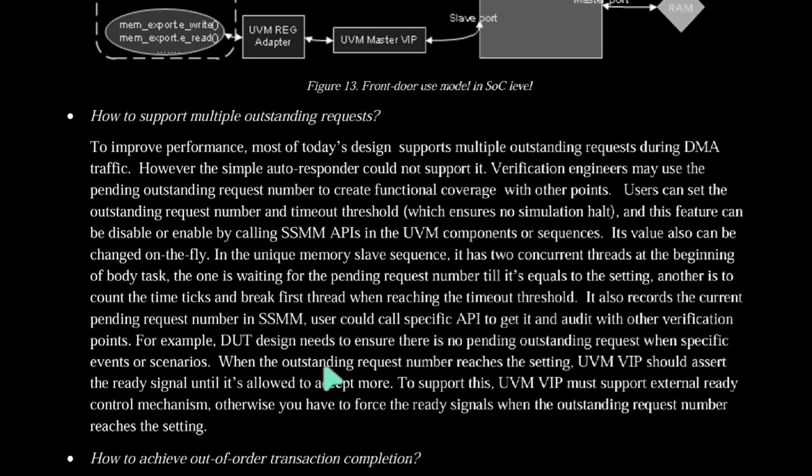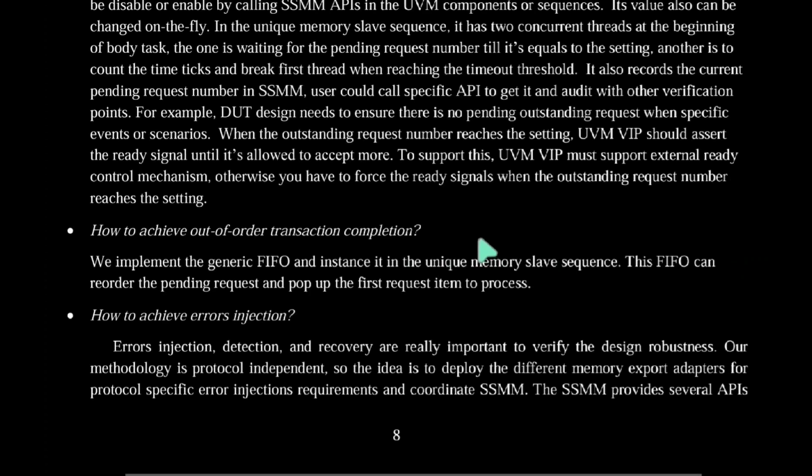When the outstanding request number reaches the setting, the UVM VIP should deassert its ready signal until it's allowed to accept more. To support this, the UVM VIP must support an external ready control mechanism. Otherwise, you have to force the ready signals when the outstanding request number reaches the setting. So how to achieve out-of-order transaction completion? When implementing generic FIFOs in a unique memory slave sequence, this FIFO can reorder the pending requests and pop up the first request item to process.